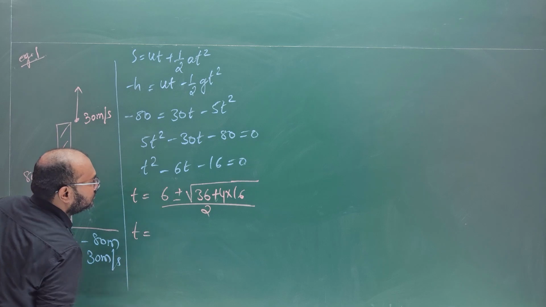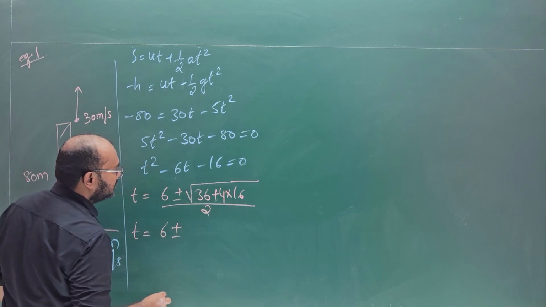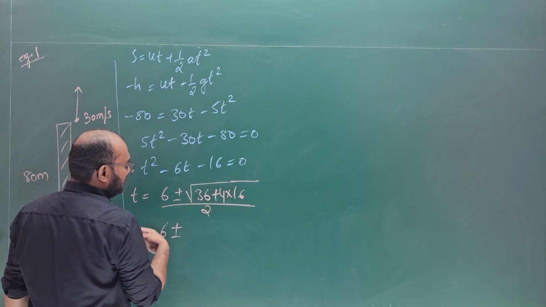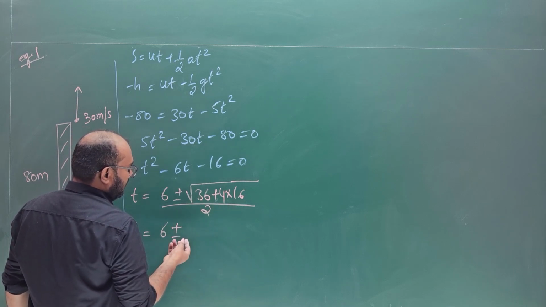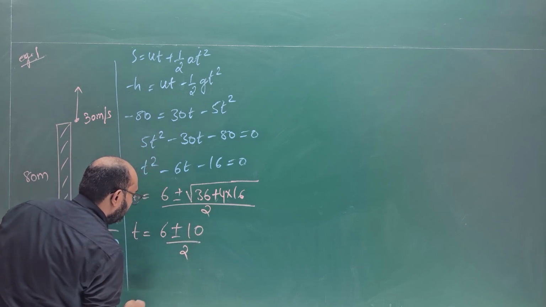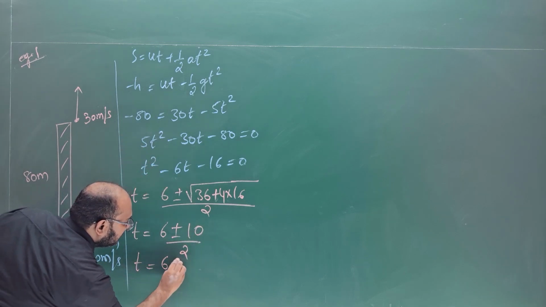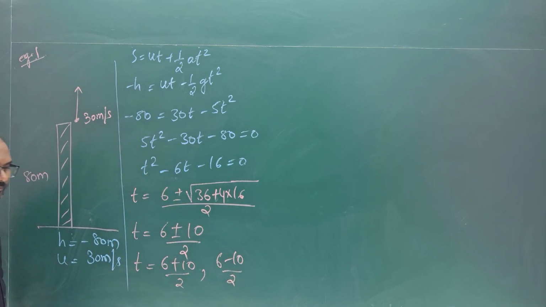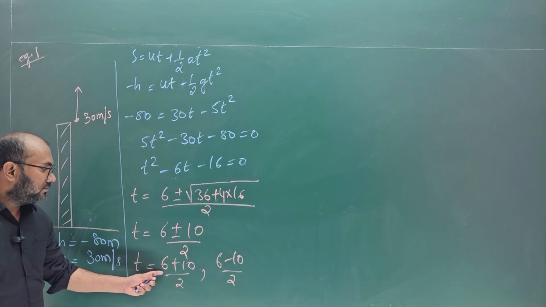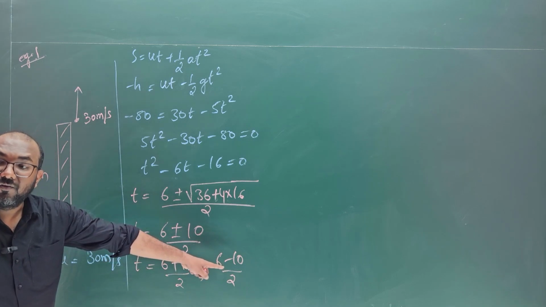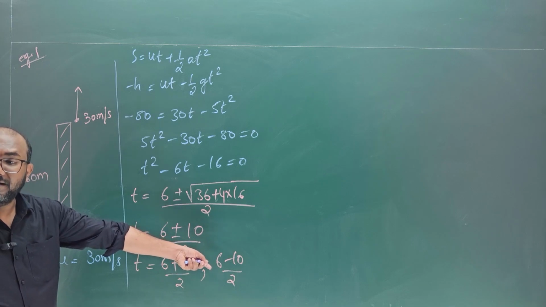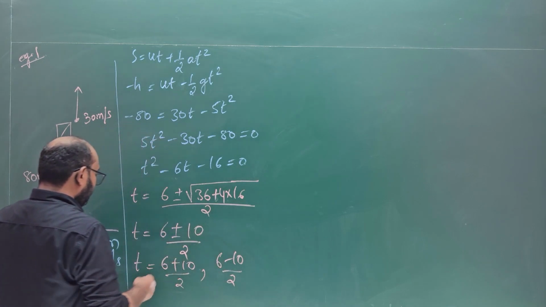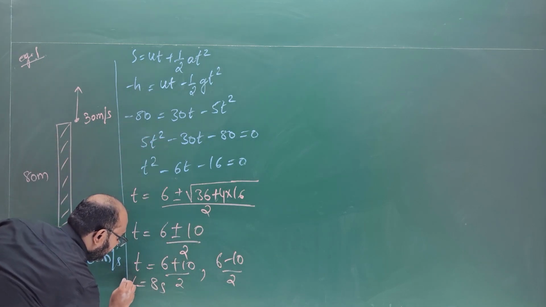So t is equal to, can I say, 6 plus or minus the root of 36 plus 64, that is 100, which becomes root 100, that means 10, upon 2. Or t is equal to 6 plus 10 divided by 2, comma, 6 minus 10 divided by 2. What did you get? One value 16 by 2, one value minus 4 by 2. Minus 4 by 2 is nothing but minus 2. Can time be negative? No. So the time value comes to be t is equal to 8 seconds.